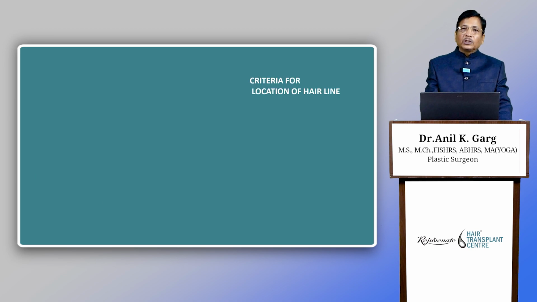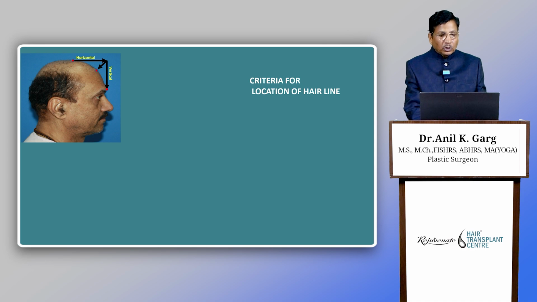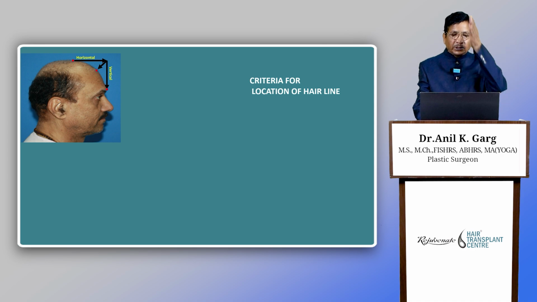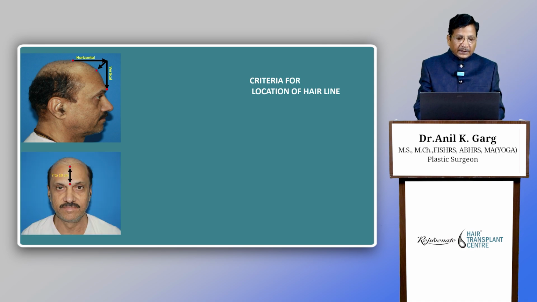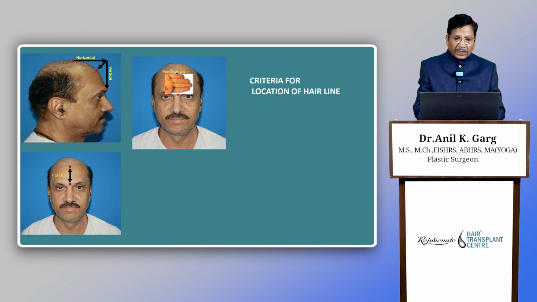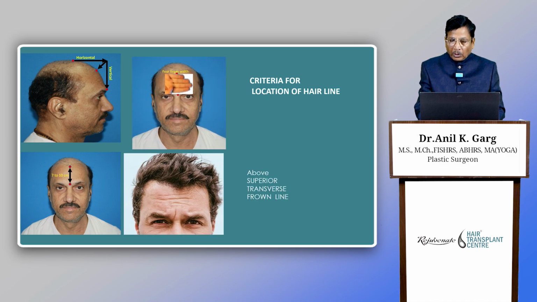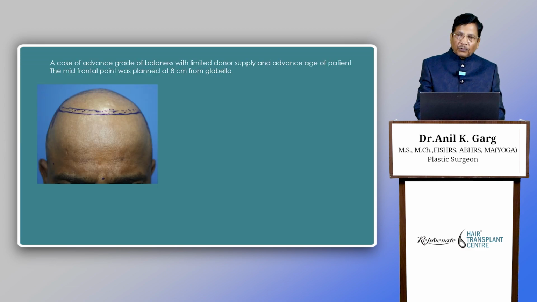So the criteria for the location of the hairline are: most commonly, the junction of the horizontal and vertical parts of the forehead. Second is 7 to 10 centimeters from the glabella. Another is a forefinger breadth from the glabella, above the superior transverse frown line.